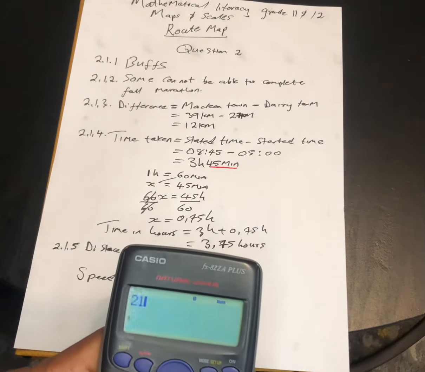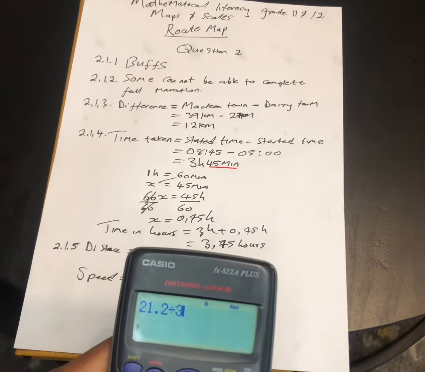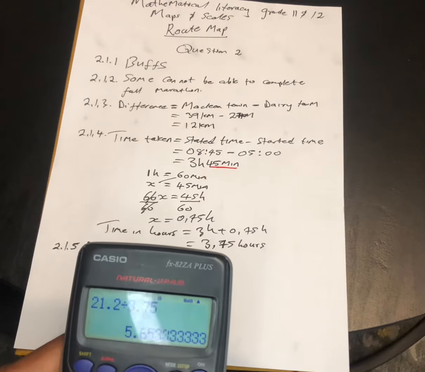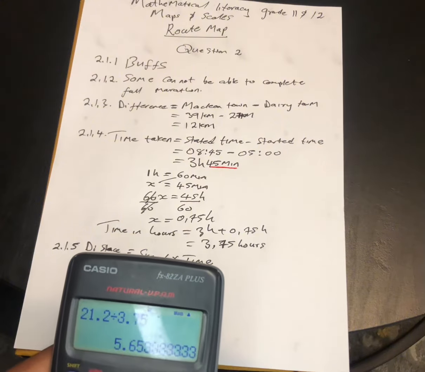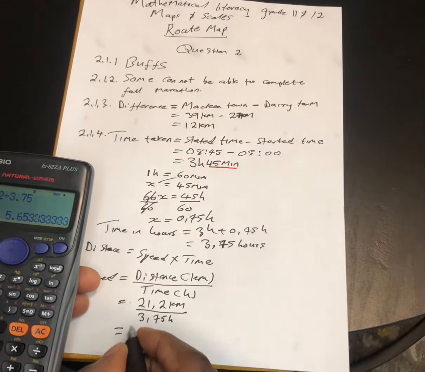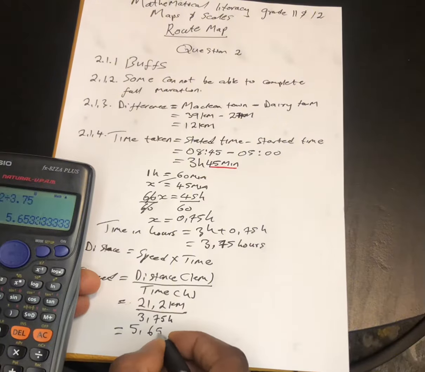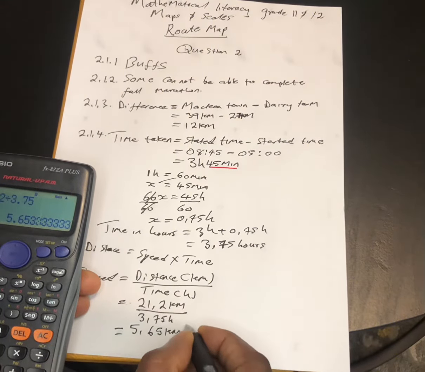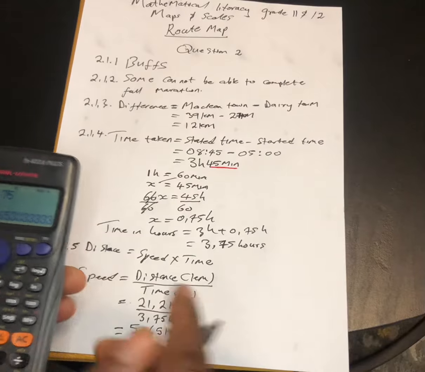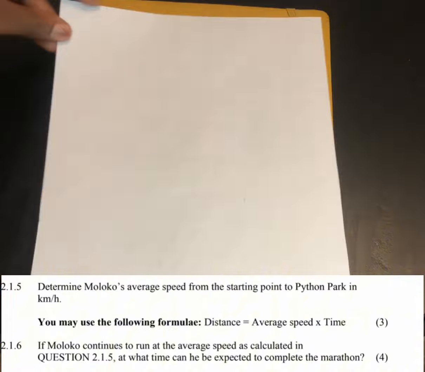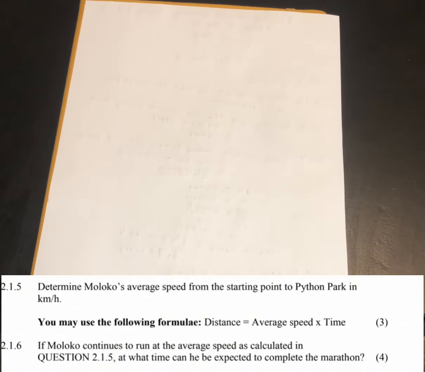And then from there, just do the calculation. We get 21.2 divided by 3.75. Then the average speed was 5.65 kilometers per hour. This person was running at 5.65 kilometers per hour. That was the average speed of the person.